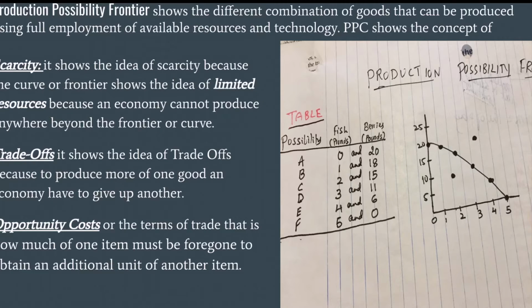It shows the idea of scarcity because the curve or frontier shows the idea of limited resources, because an economy cannot produce anywhere beyond the frontier curve. So it is limited by the available resources and technology.